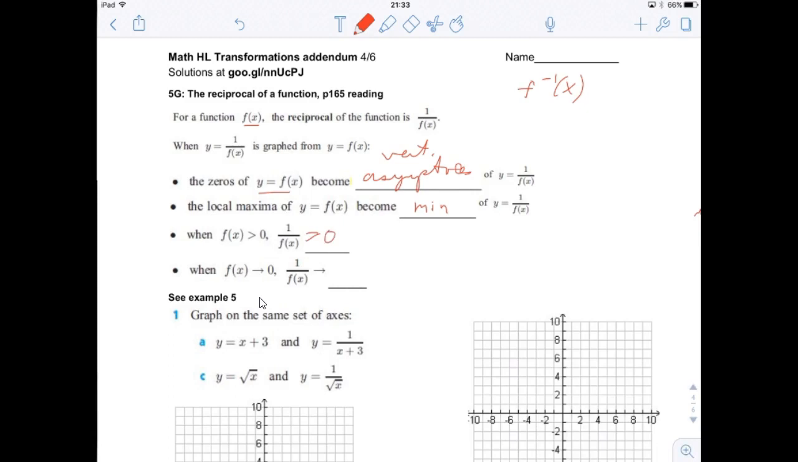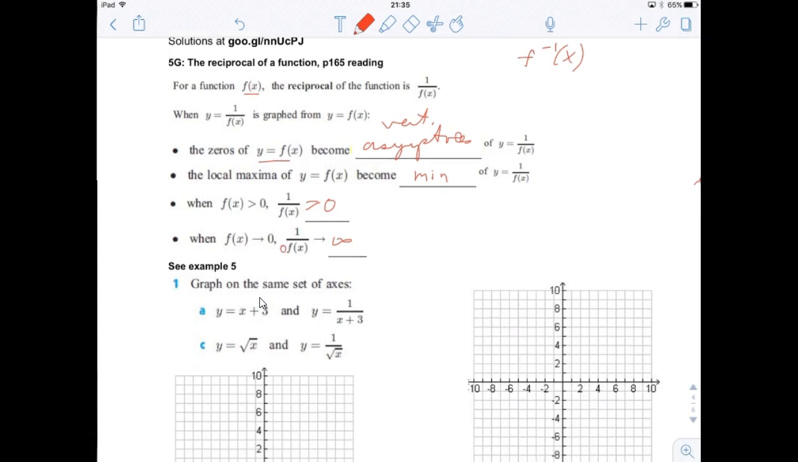And when f of x approaches 0, 1 over f of x approaches infinity, right? Because if you put a 0 in for f of x, it would be 1 over 0, which is approaching infinity. Now, depending on if you're approaching 0 from the left side or from the right side, you might get positive infinity or negative infinity. Okay? And the opposites are also true.